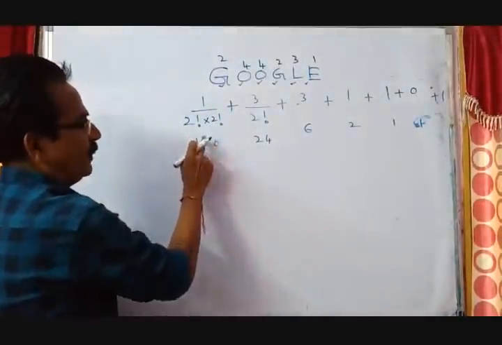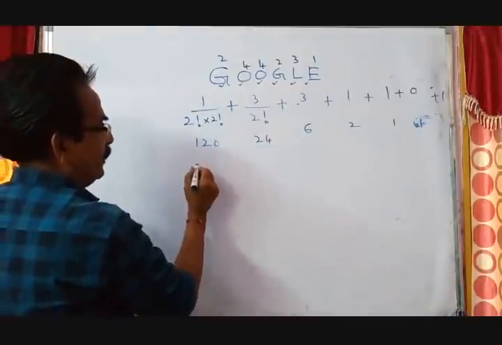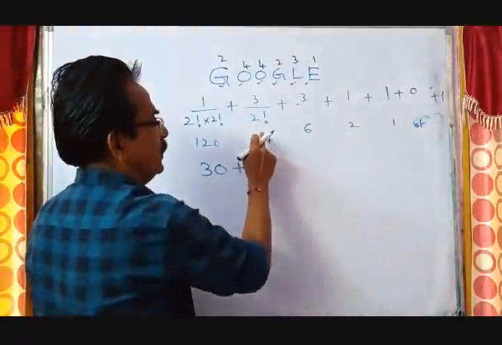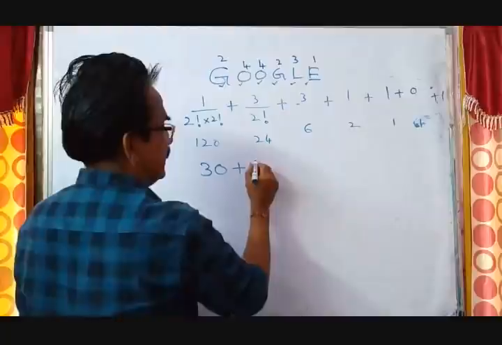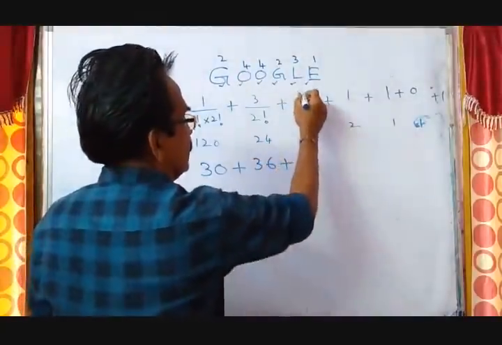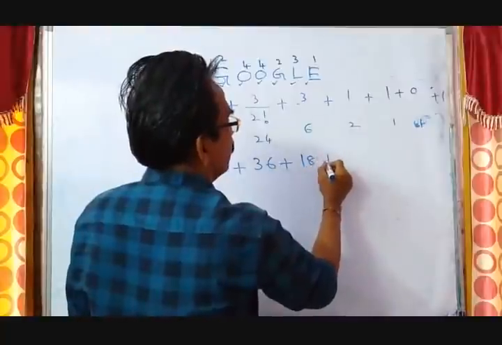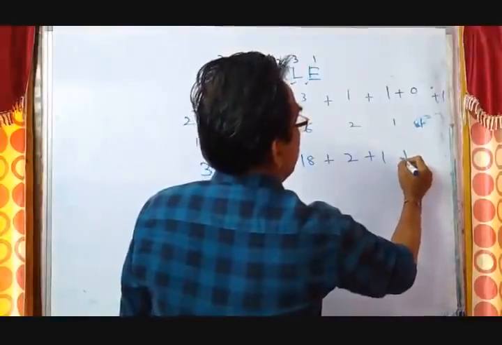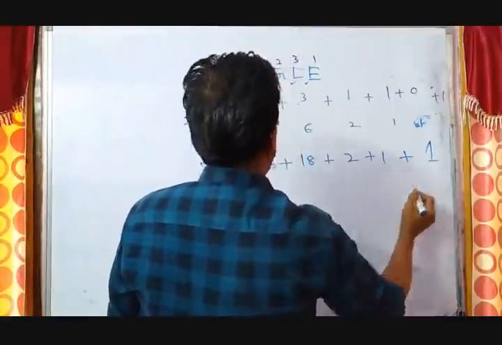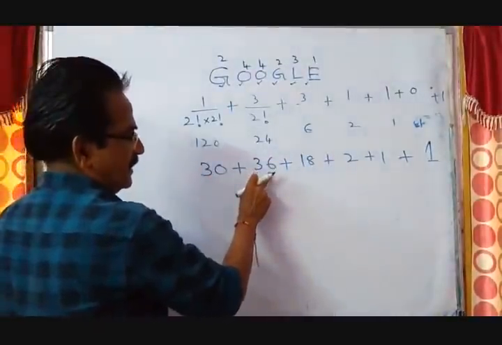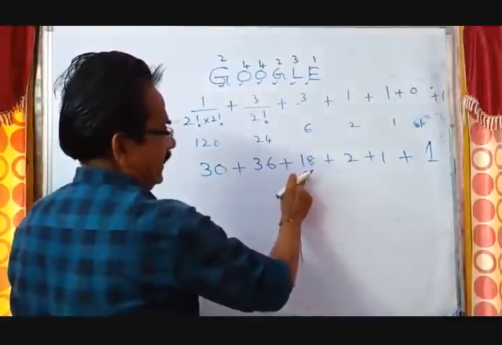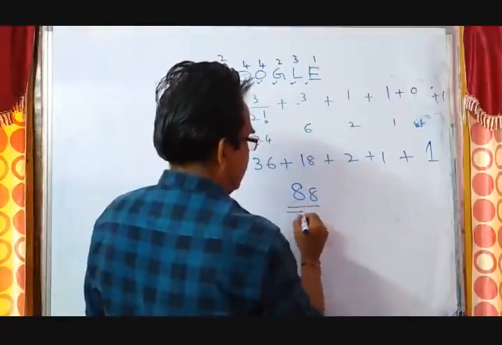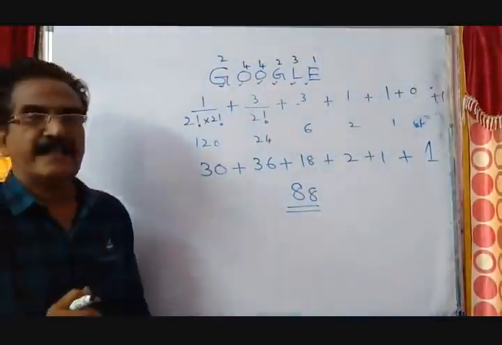So 1 by 4 into 120. 4 30s are 120. 30 plus 3 by 2 into 24: 2 12s, 12 3s, 36, plus 3 into 6, 18. 1 into 2, 2 plus 1 into 1, plus 1, plus 1, plus 1. 30 plus 36, 66. 66 plus 20, 86. 87, 88. So the rank of the word Google is 88.